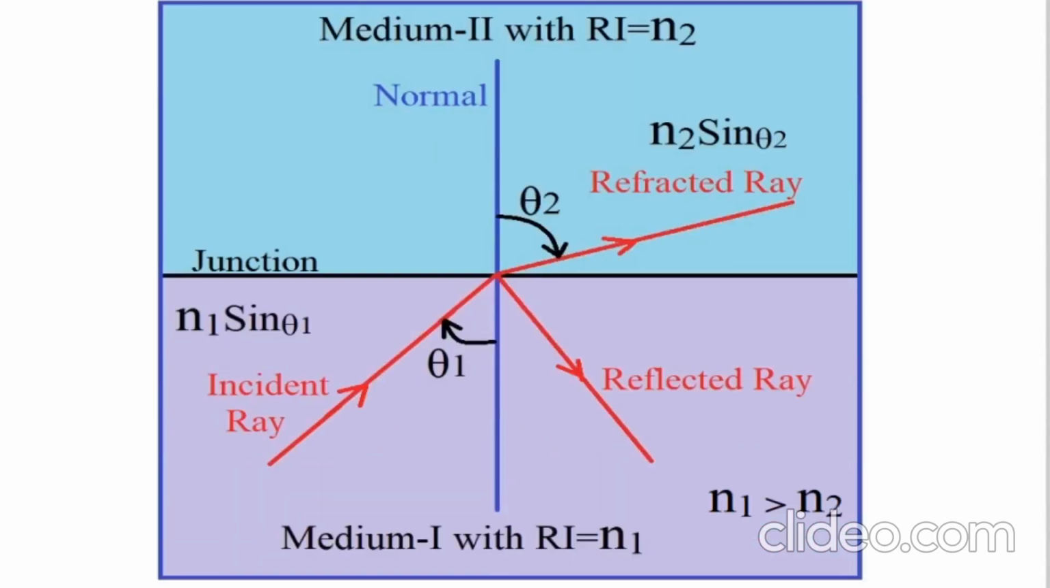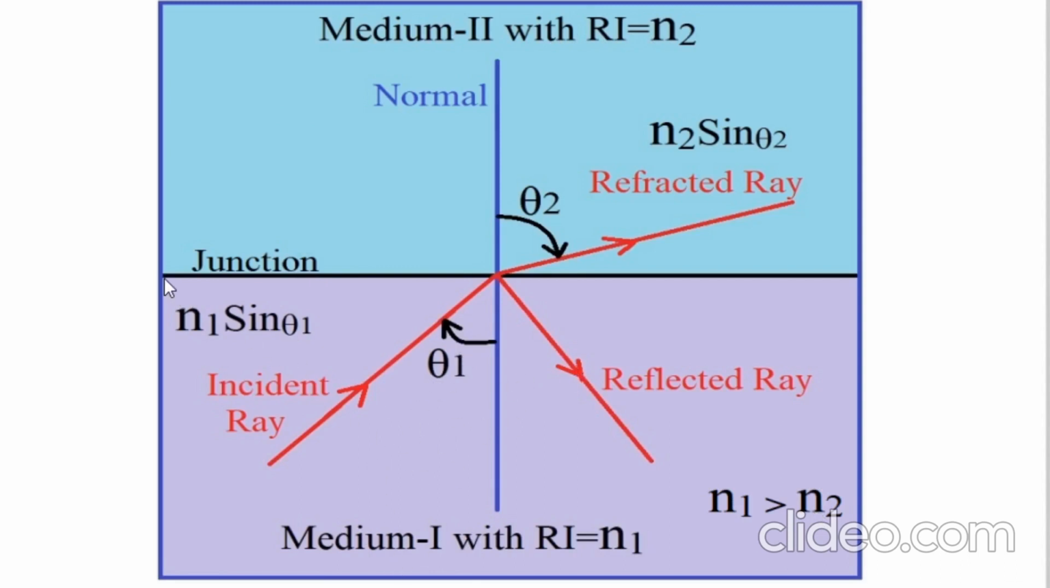So let us proceed now. Let us consider that there is one medium with refractive index RI equal to N1. And this medium is marked with a certain color. You can see this particular medium. And here, let us consider another medium, medium 2, with refractive index RI equal to N2. So you have two media. Suppose this is your center line, that is the junction here. Above the junction, there is medium 2. And below the junction, there is medium 1. Medium 1 has refractive index N1, medium 2 has refractive index N2. And we have given that N1 is greater than N2.